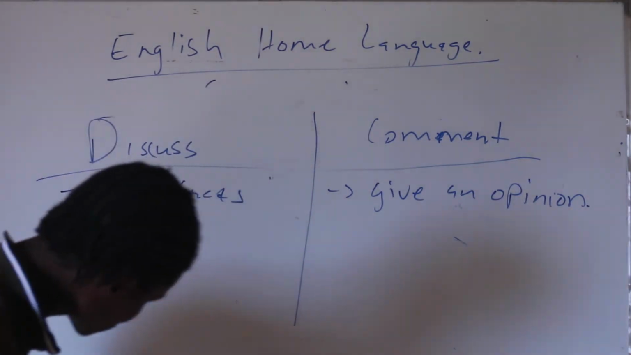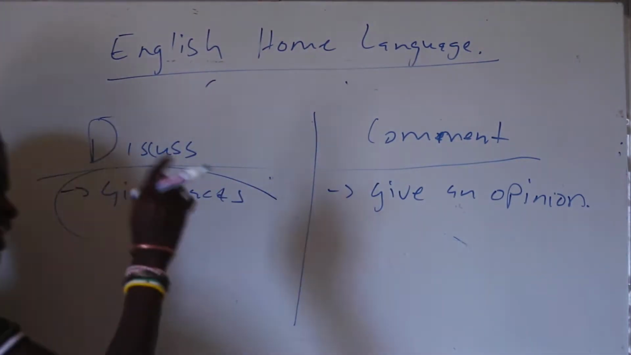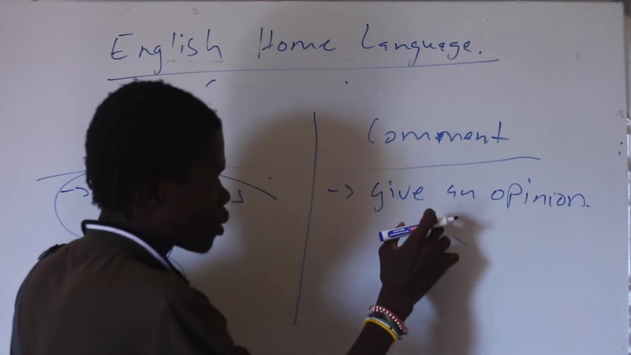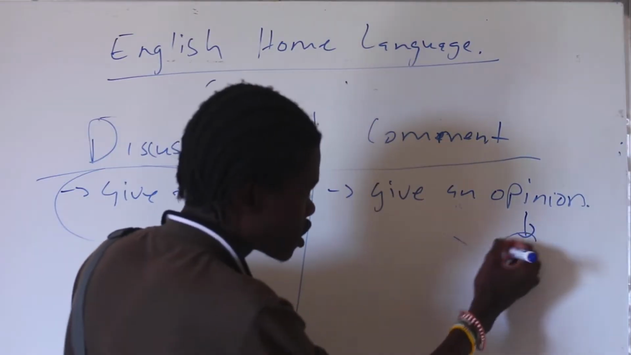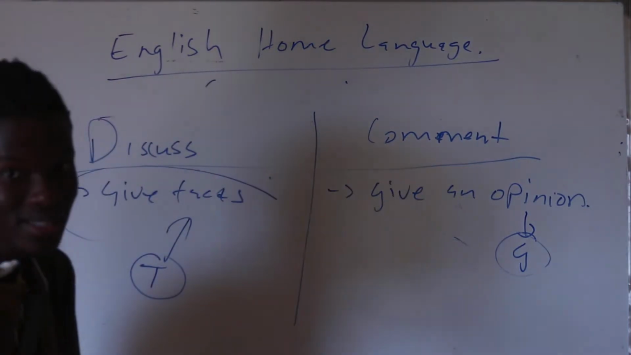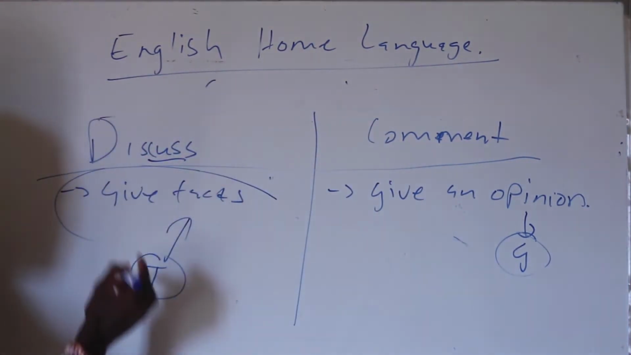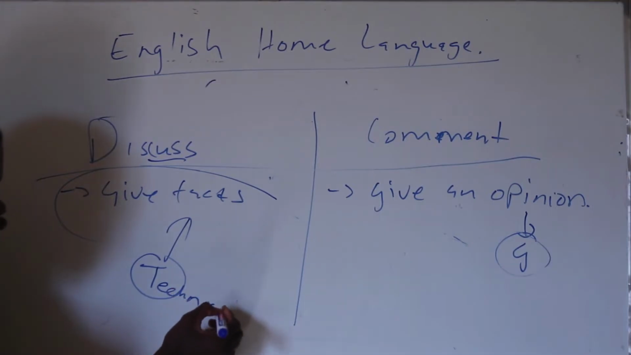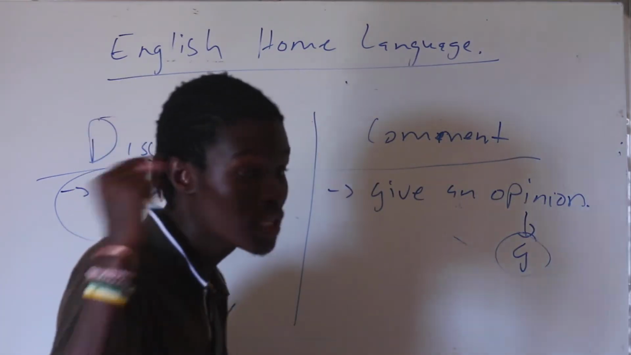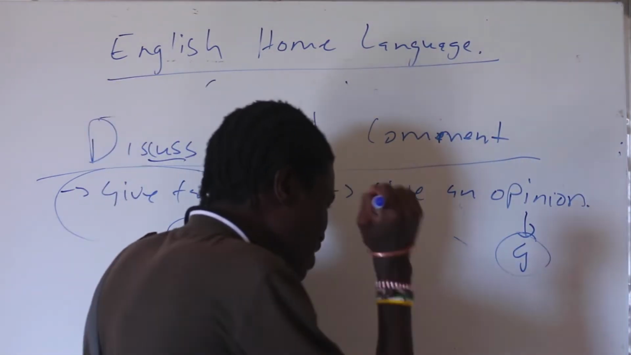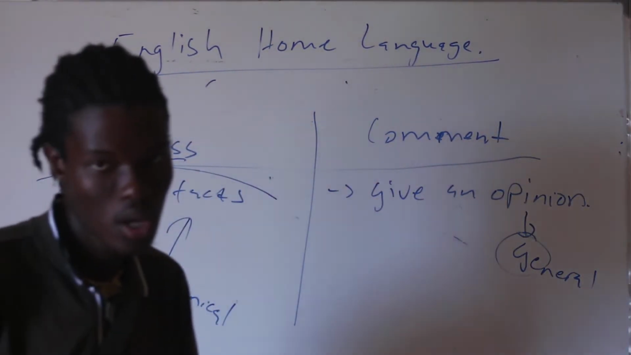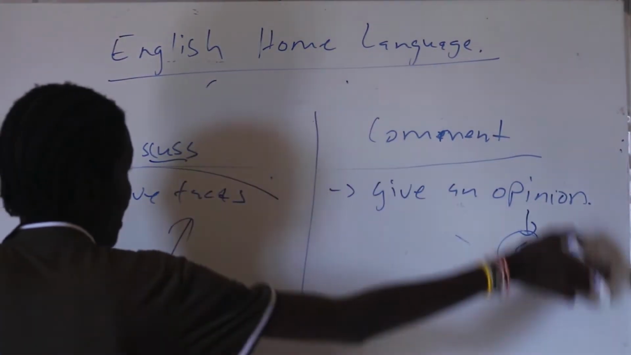What am I trying to say? Facts are related to technical questions. What are opinions related to? General questions. What does that tell you then? Sometimes when you see the word discuss, you must think of a technical question. There's a possibility of a technical question. And every time you see the word comment, it is a general question. It's a question that requires you to give an opinion and just support it, then you get 3 marks. I hope I'm making sense. Hence I had to dwell on this.